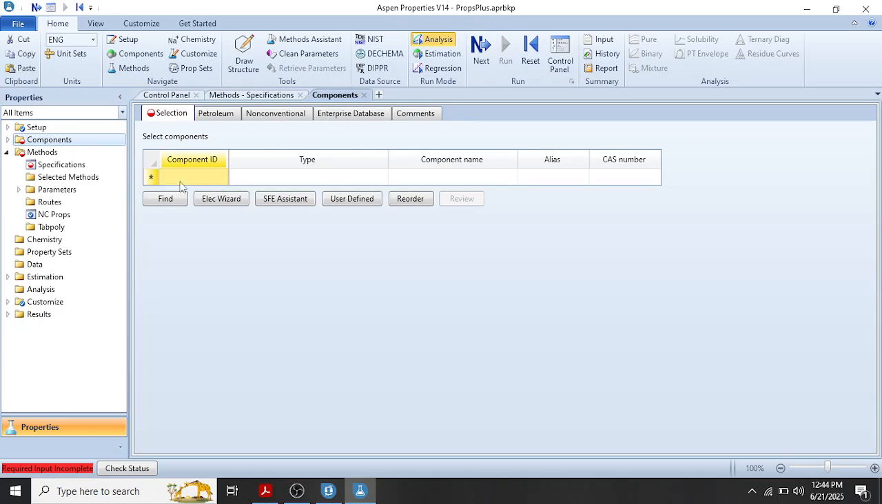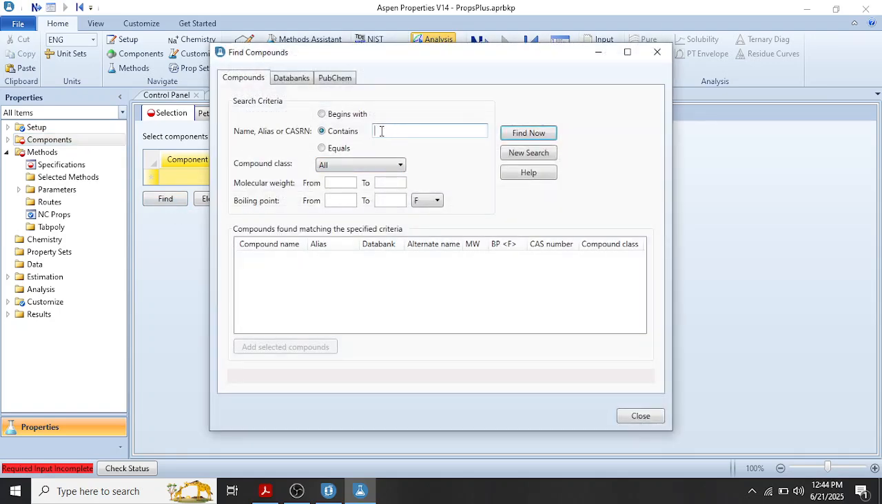If you have the formula of the 2,4-dichlorophenolic compound, you can directly add the component. But 2,4-dichlorophenol is a somewhat complex compound, so we can add the component from this one. Click on find. So it is 2,4-dichlorophenol.